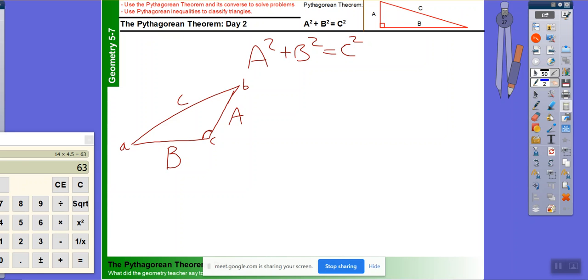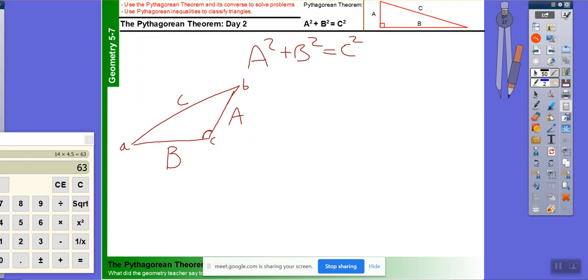We know, Avery, that a squared plus b squared is equal to c squared. And so that only applies for right triangles. However, we could also use the Pythagorean theorem to figure out whether a triangle is obtuse or acute.